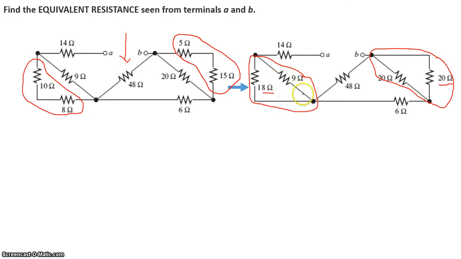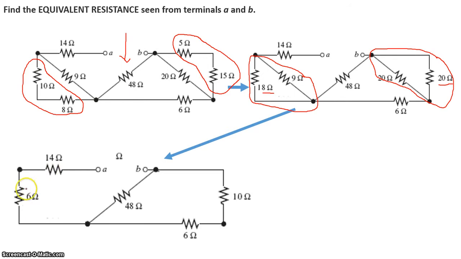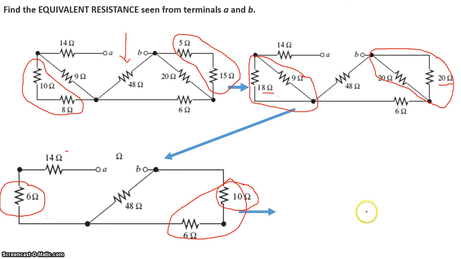So 18 and 9 ohm parallel resistors give you a total of 6 ohms. 6 ohms right here. That's the parallel resistance. 20 and 20 resistance gives you 10 ohm parallel resistance. Now in this circuit, the 10 ohm and the 16 ohm, these two are in series. Similarly, the 14 and the 6 are also in series.